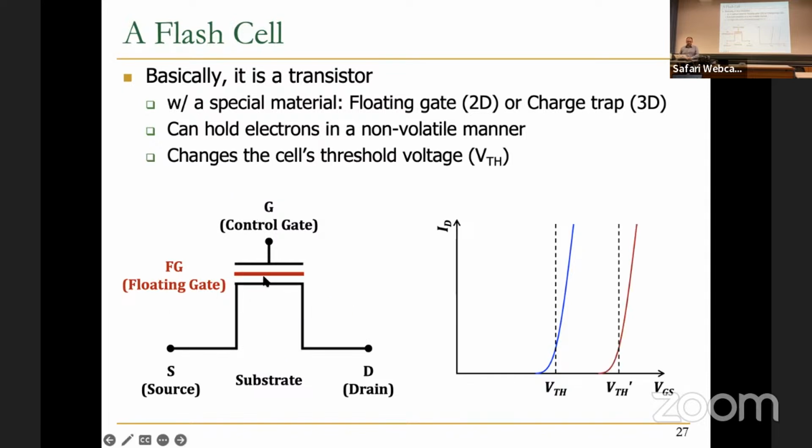Once you have electrons here, now you have a negative charge here. That means you need to provide a higher gate source voltage in order to turn on that transistor, meaning that your threshold voltage is now higher. So once you program your flash cell, you have a higher threshold voltage. Clear? Yes.